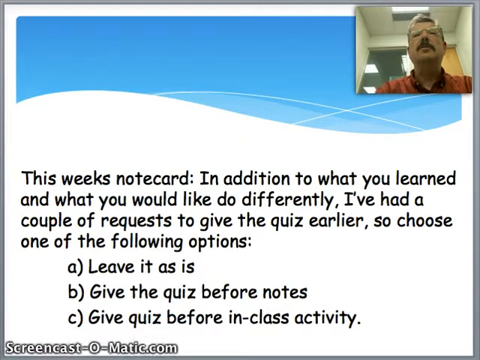This week's note card, in addition to what you learned, what I would like you to do differently is, I have a couple of requests given on the quiz earlier, so choose one of the following. Leave it as it is, give the quiz before notes, or give the quiz before the in-class activity.